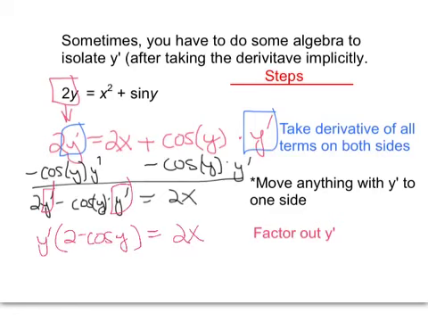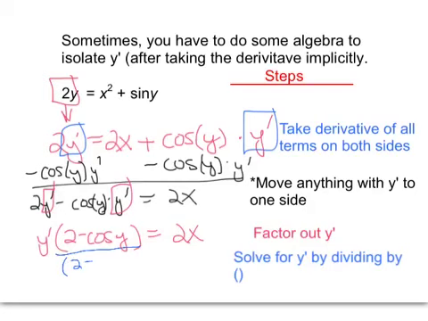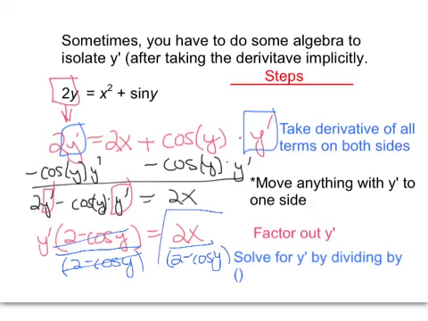Now we are really close to the answer because now you simply solve for y prime. Dividing by the parenthesis, this expression. When you divide by a factor, the entire factor will cancel on the left side, and it appears in the denominator on the right side. So there is our answer. Y prime equals the fraction 2x divided by the quantity 2 minus cosine y.